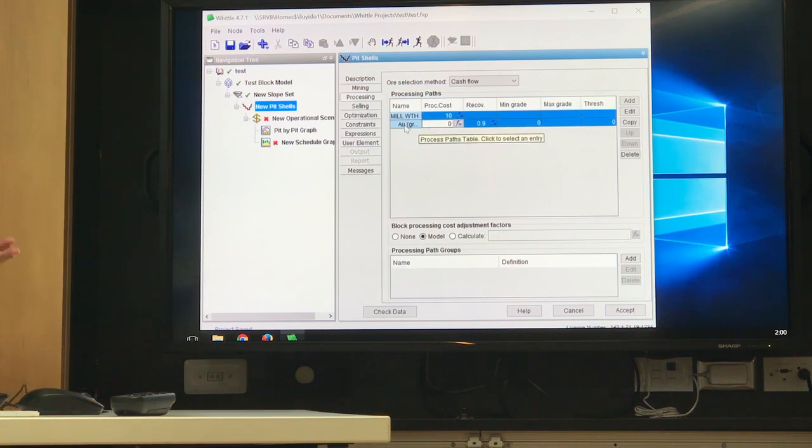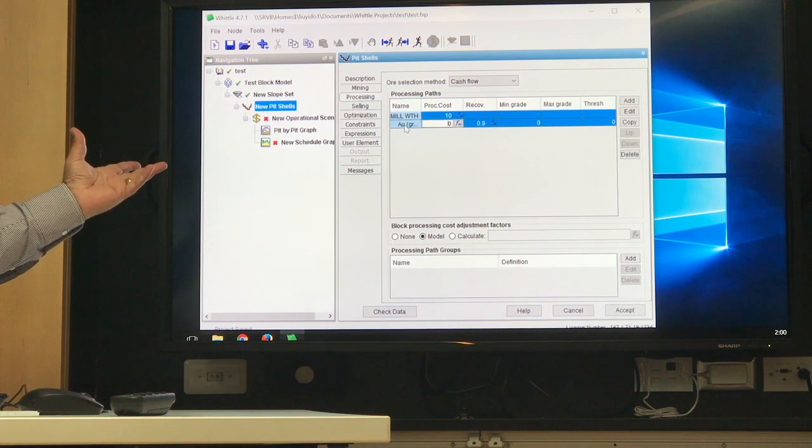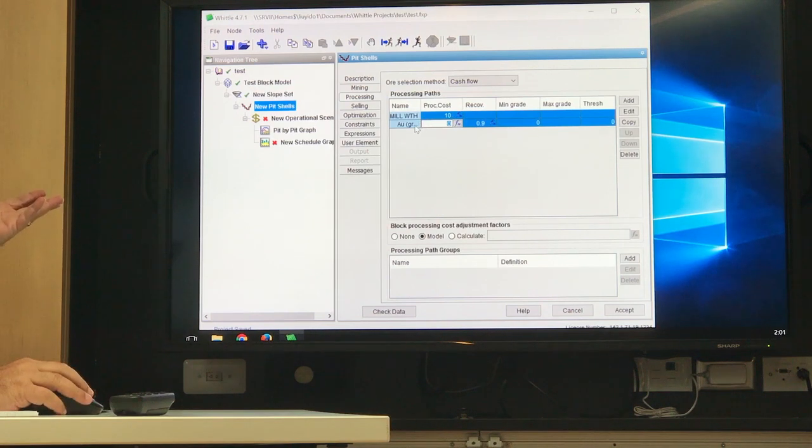As you can see, the only element I have in my block model is gold. If I had arsenic, for example, in my block model, I could say, if the percentage of arsenic is more than X%, then apply a penalty of X dollars to those blocks. So I could put this number here as a penalty. But here my block model is simple, just gold, and that's it.